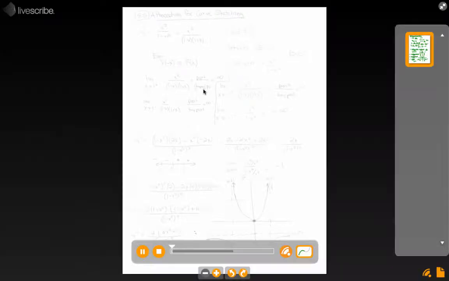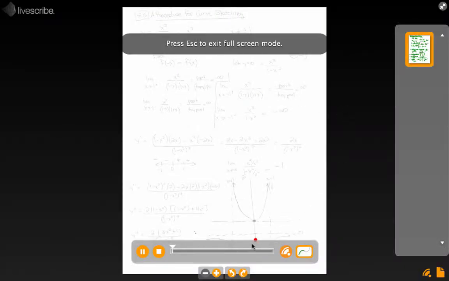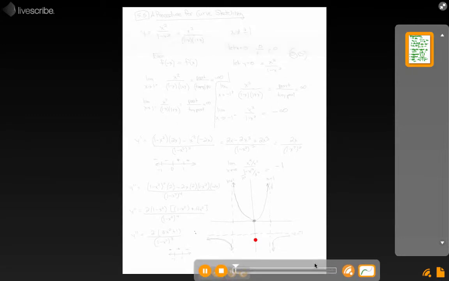This comes out of section 5.5, procedure for curve sketching. And the function we have here is y equals x squared over 1 minus x squared. So again, if I start with the domain, as the non-calculus stuff, I can see that if I factor that denominator, 1 minus x times 1 plus x, that x can be anything except for plus or minus 1. So something's going on at plus 1, minus 1. We'll look into that more in a second.